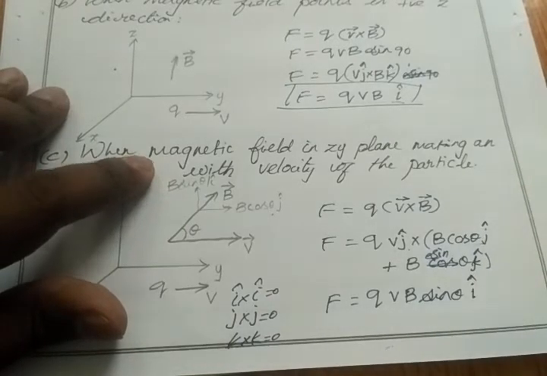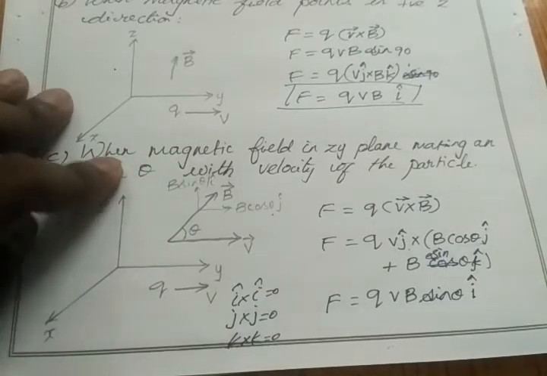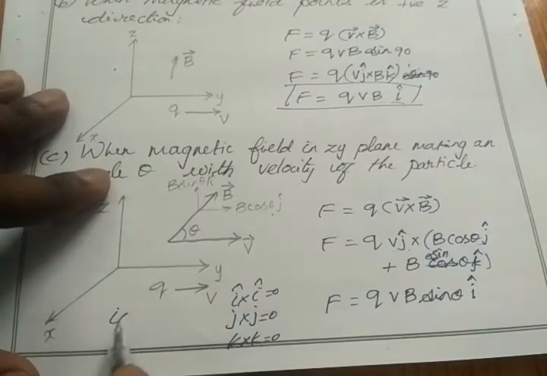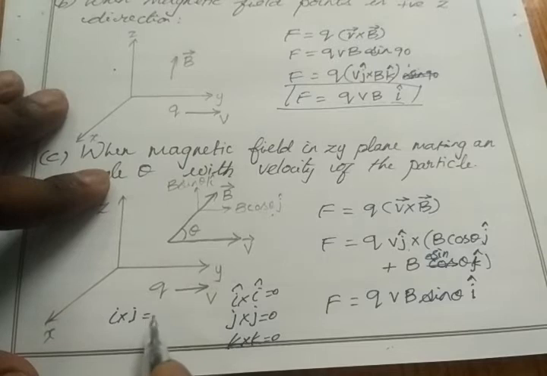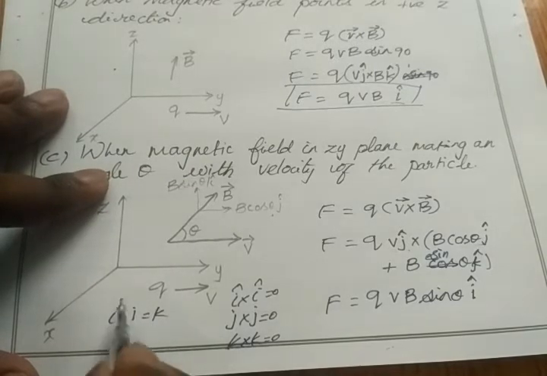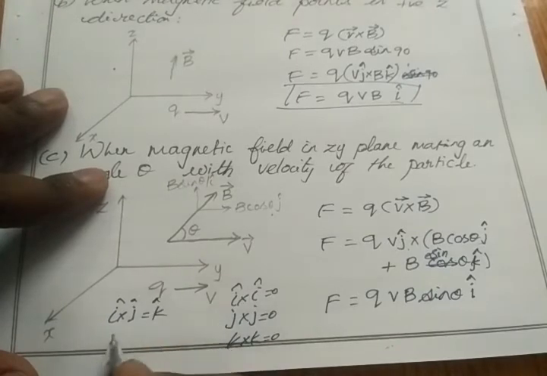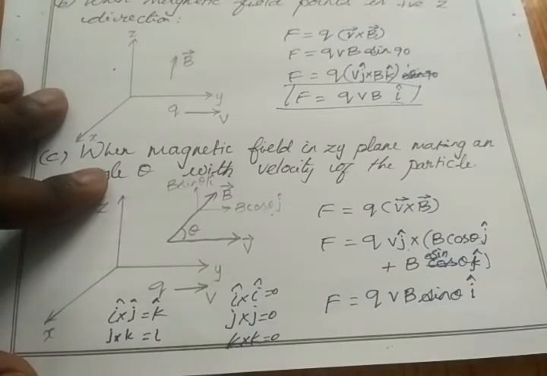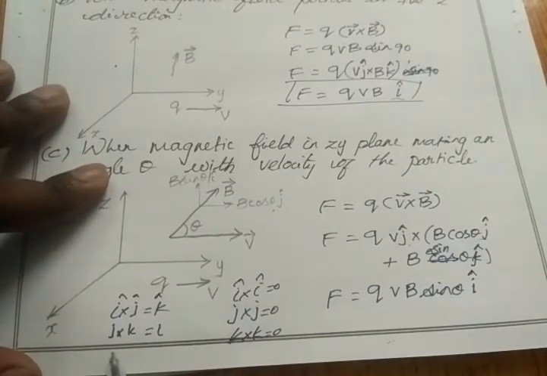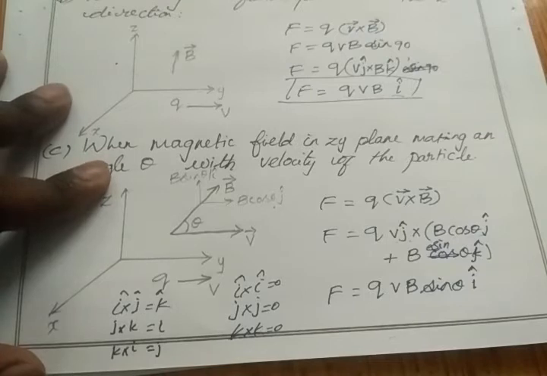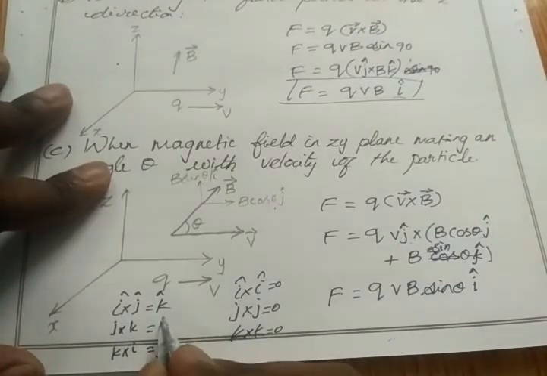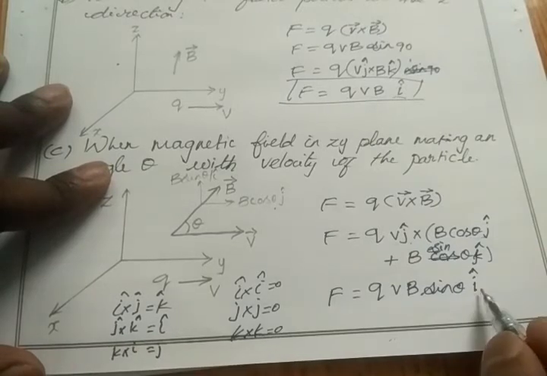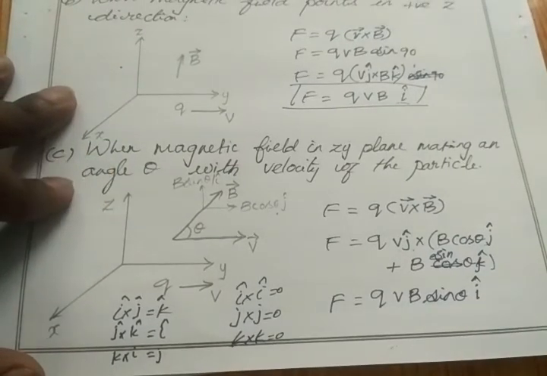By using the same property, i cross j will be equal to k. j cross k equal to i. k cross i equal to j. Can you understand? So j cross k gives the value of i, so here I put i. Clear? Or if you want, we can use the right hand palm rule.